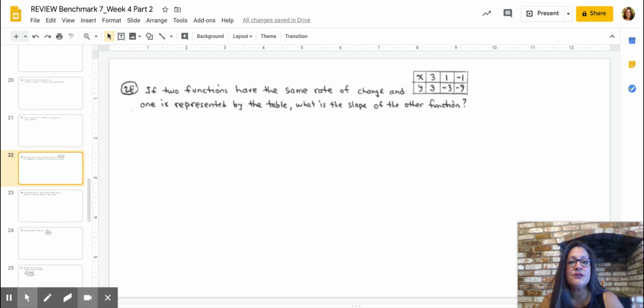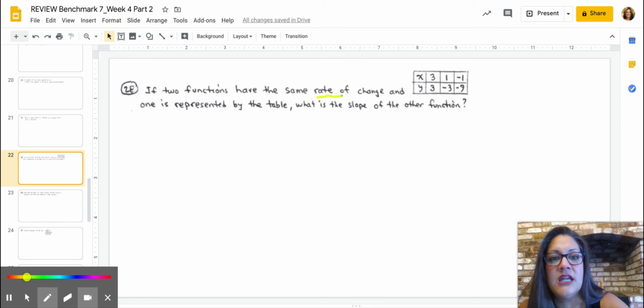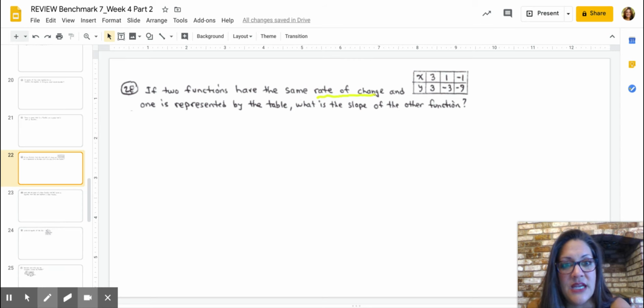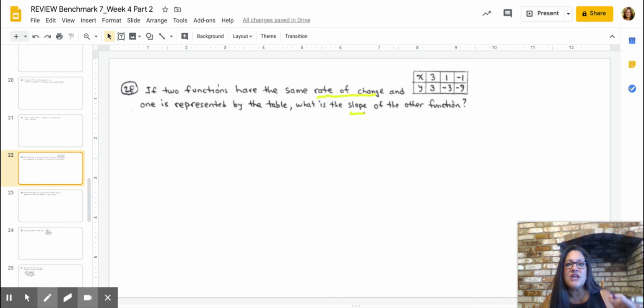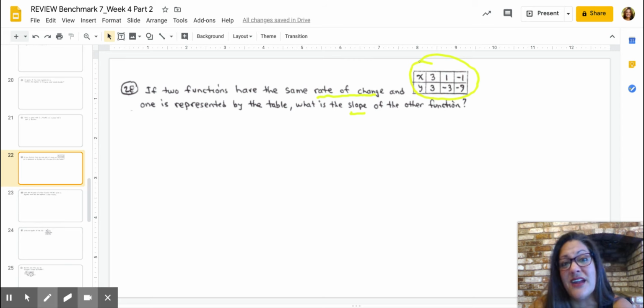Number 28. If two functions have the same rate of change, and here's your table, one is represented by the table, what is the slope of the other function? Okay, so we have two words here. We have rate of change. So it says if this one has this rate of change, what is the slope of the other function? Rate of change is the slope. So if they are the same between these two functions, then we can simply find the rate of change or slope here, and that will be the slope.